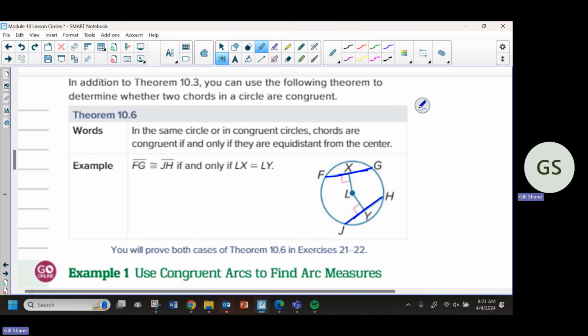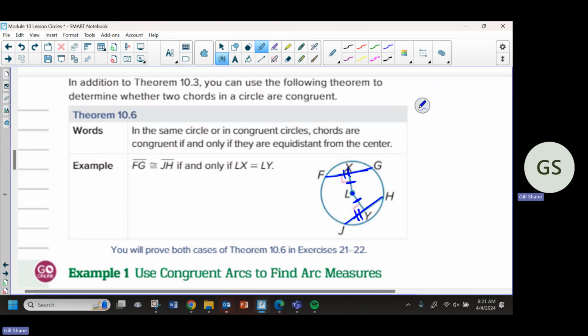I know that those two chords are the same distance. Remember, distance is measured at a right angle. That's why you have the little right angle symbol in there. So I know they are the same distance, right? That line segment is the same length as that line segment. It represents distance from the center. If they are the same distance from the center, then they have to be congruent. So that line there has to be congruent to that line there.